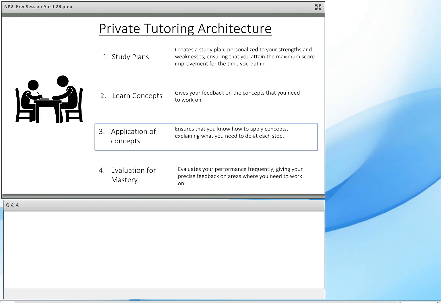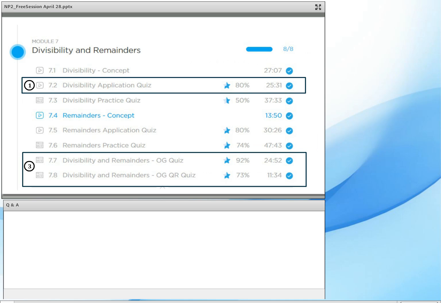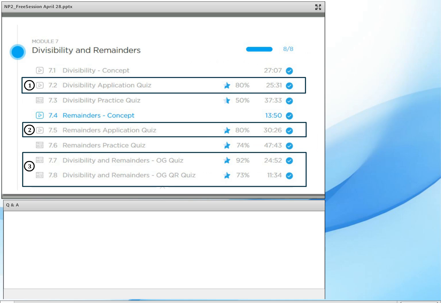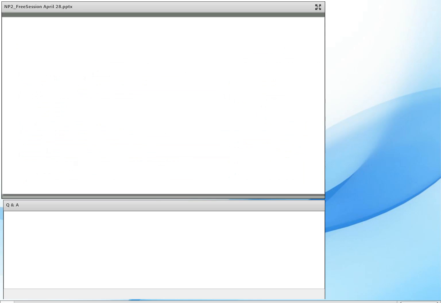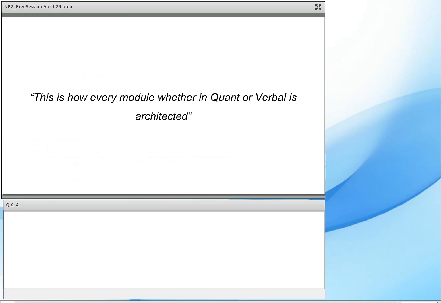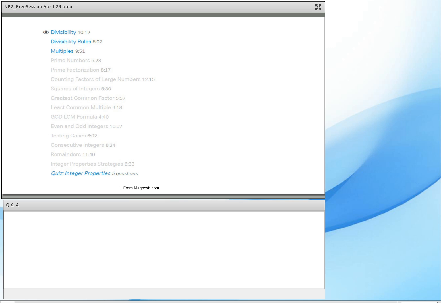Now, let's talk about application of concepts. In the e-GMAT course, we built dedicated files in which we teach you application. Then we also have files in which we have you apply the same concepts. So we have these practice files, and then towards the end, we also have a set of carefully chosen official guide questions where you can apply the same concepts. Again, we track how well you're doing. You can see the scores. These are your scores. These are your times overall. And this is how every module, whether it's a quant module or a verbal module in the e-GMAT architecture, is architected.